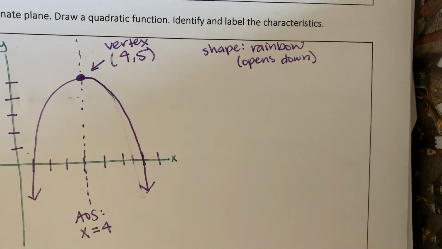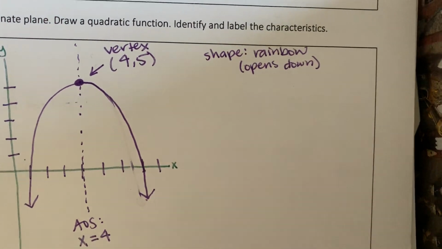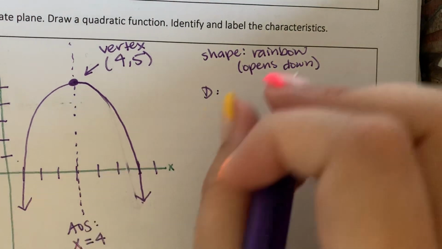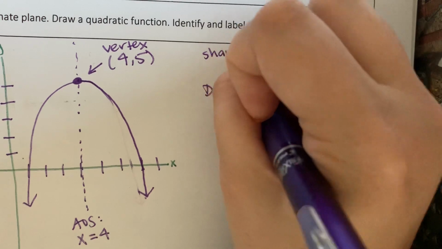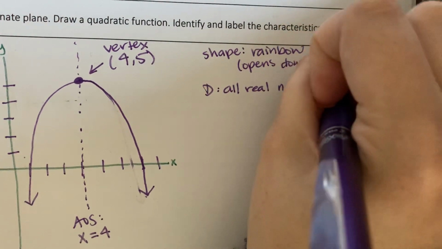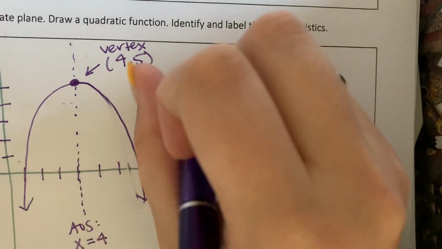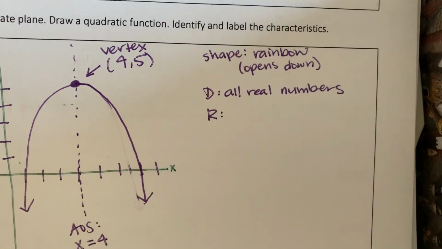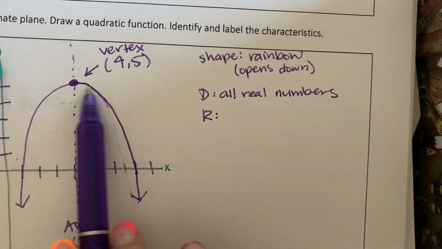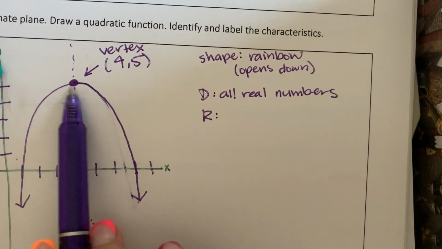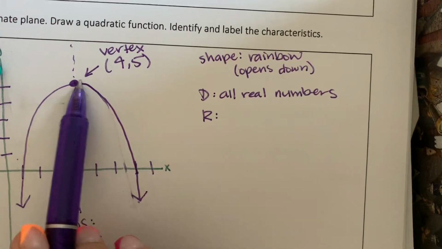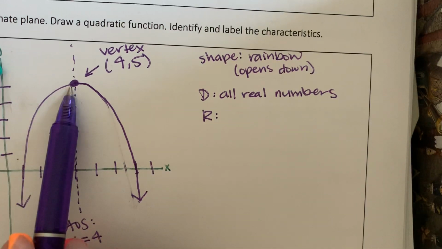So we've done shape, vertex, axis of symmetry, domain, and range. Domain, capital D, is always all real numbers. And range, with a capital R, will be when y is less than 5, right? Because there's no y values above this. The graph doesn't exist above this point. So when y is 5 is the biggest.